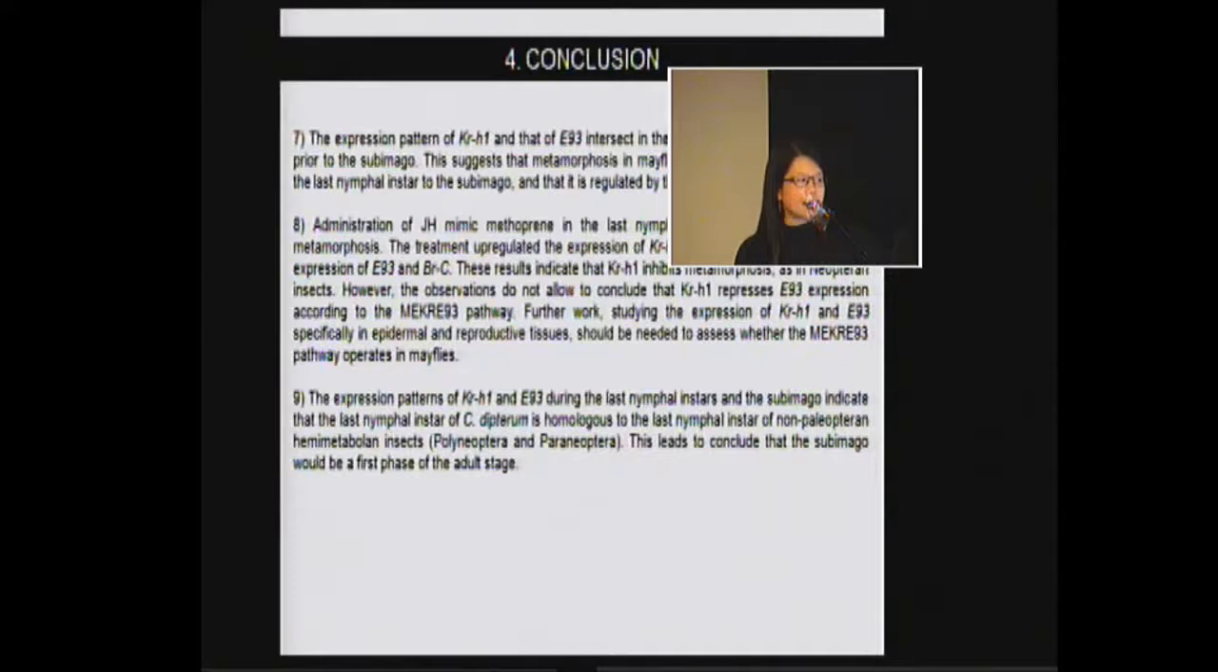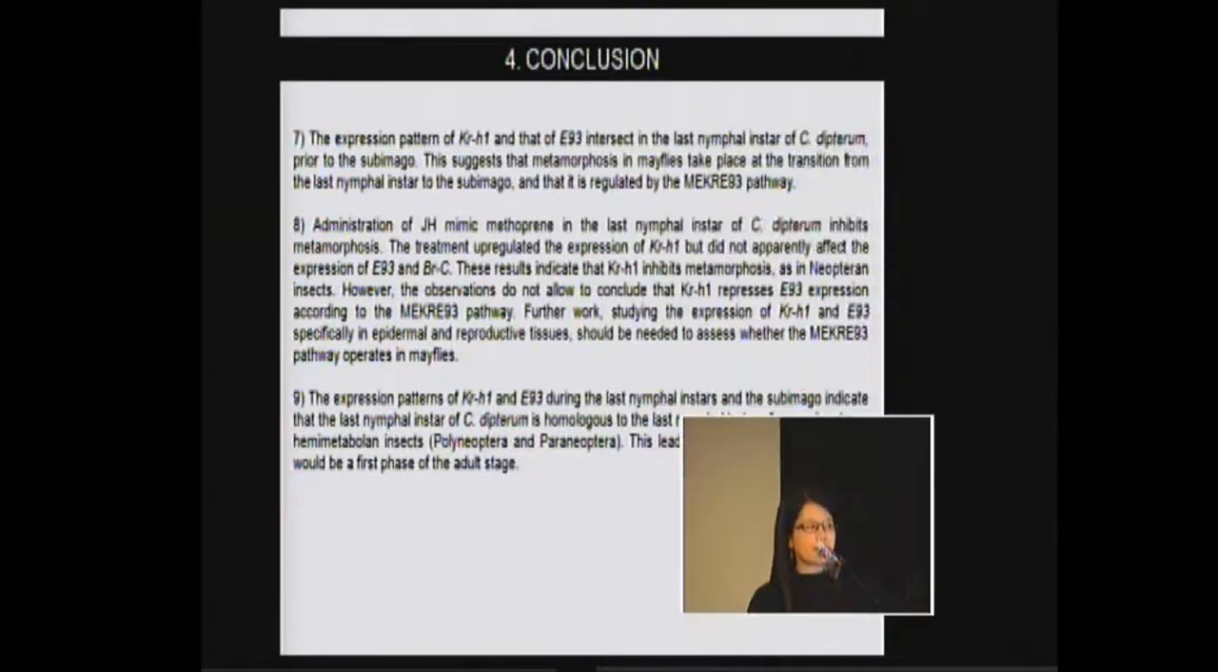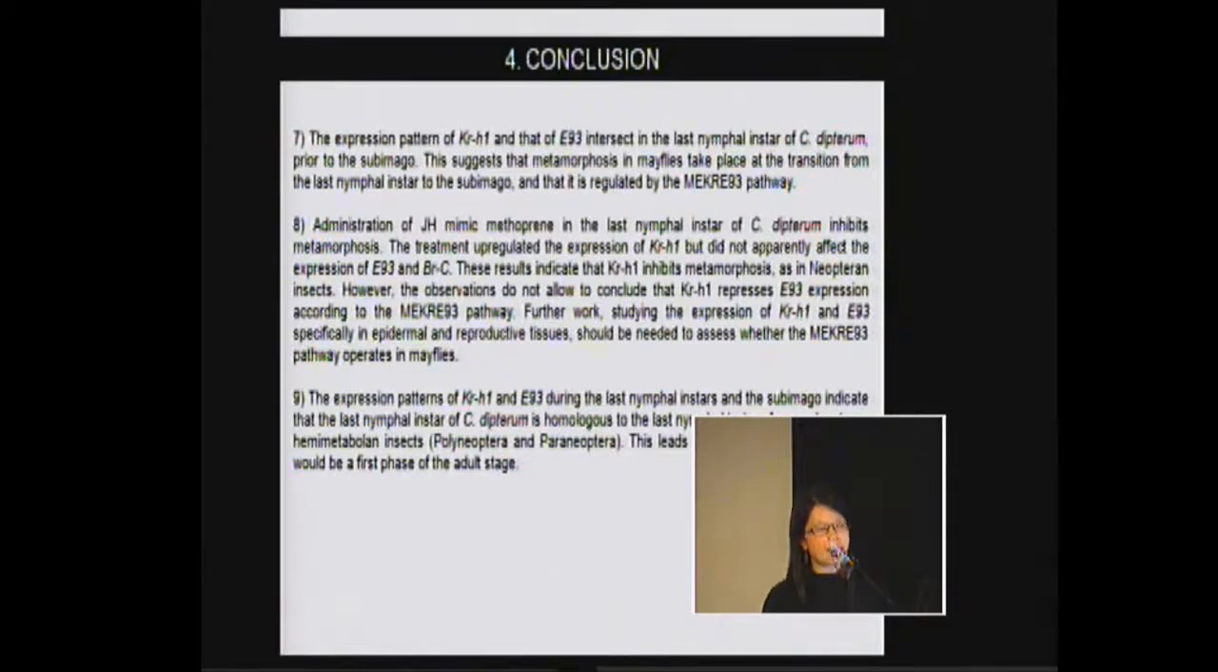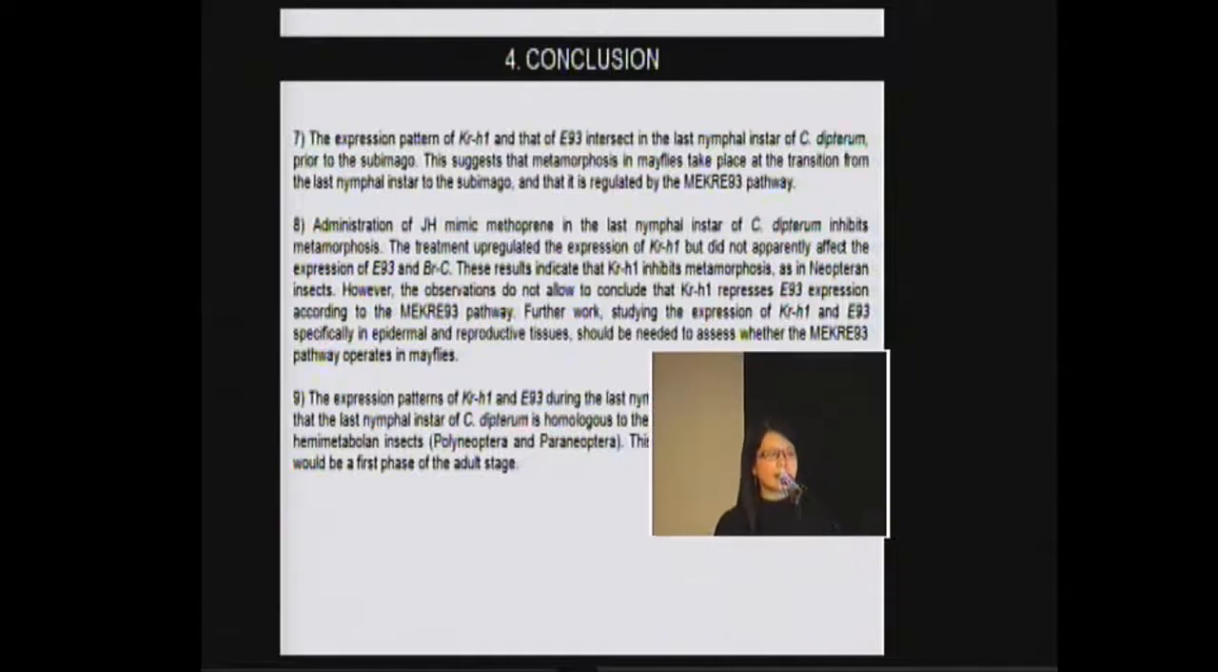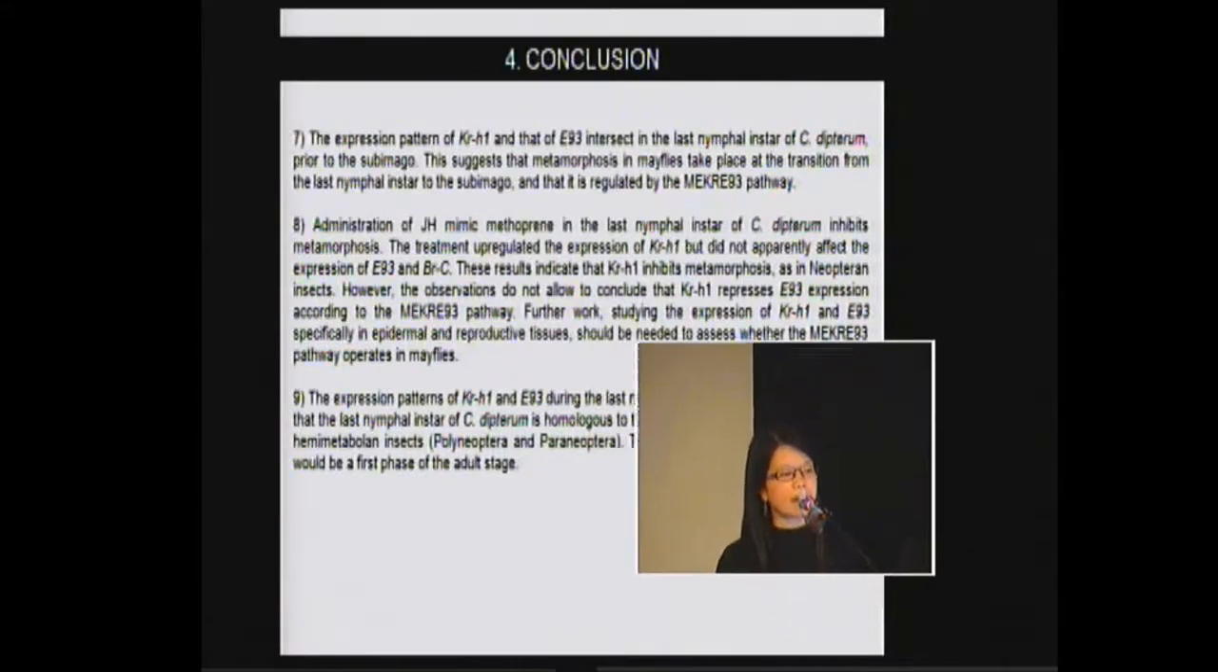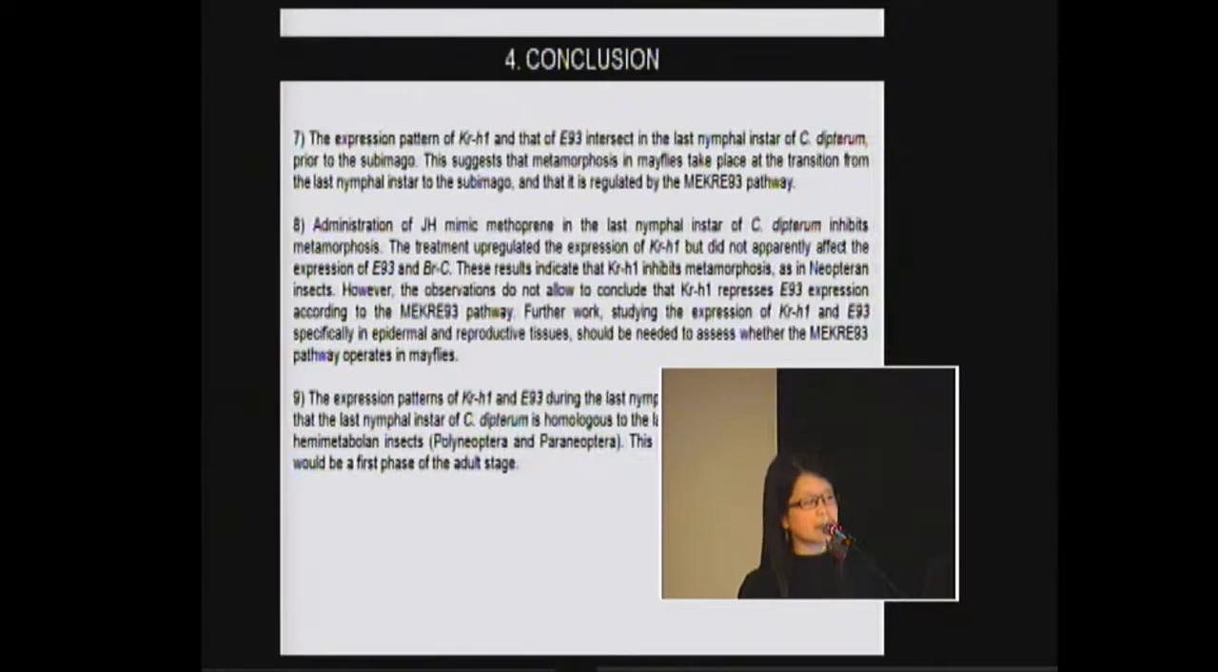Seven, the expression pattern of Krüppel homolog 1 and that of E93 intersects in the last nymphal instar of Cloeon dipterum prior to the subimago. This suggests that the metamorphosis in the mayflies takes place at the transition from the last nymphal instar to the subimago, and that it is regulated by the MEKRE93 pathway.